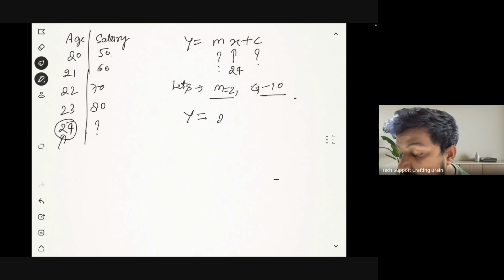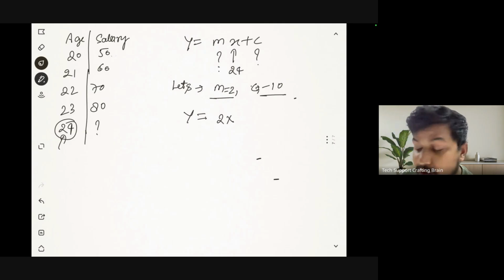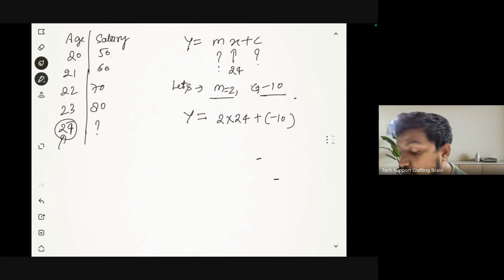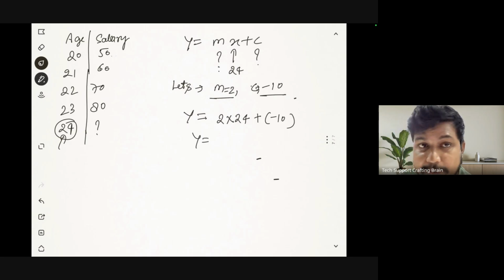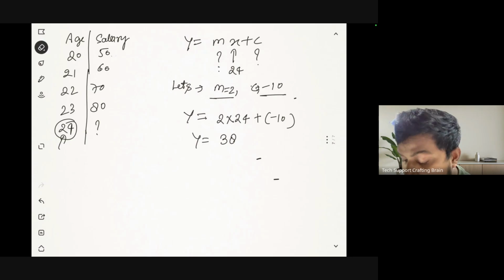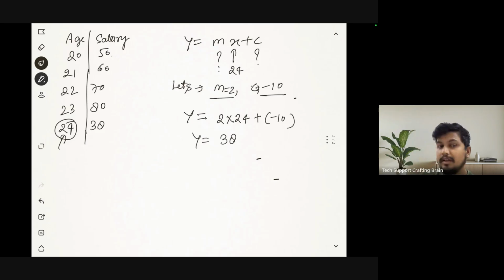For calculating y, m value is 2, multiplied by the x value 24, plus c value, minus 10. What is the y value we are going to get? 38. Now you guys tell me one thing.